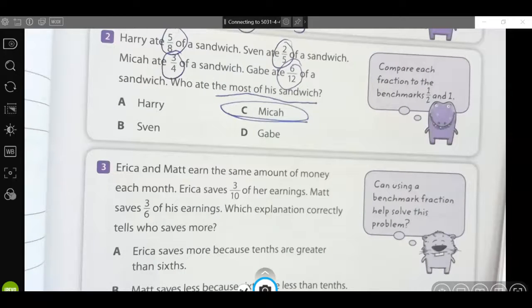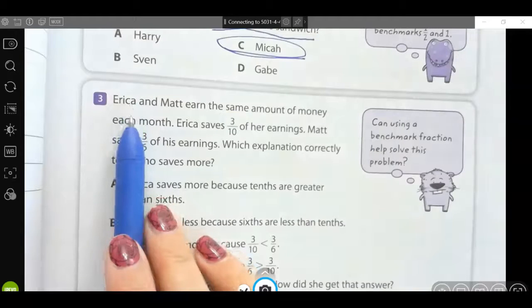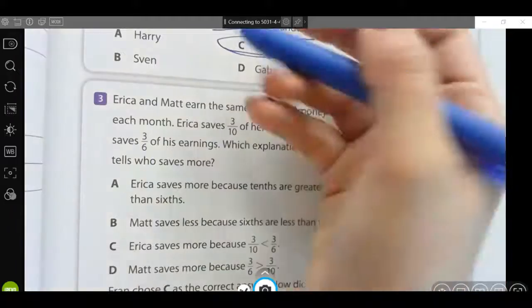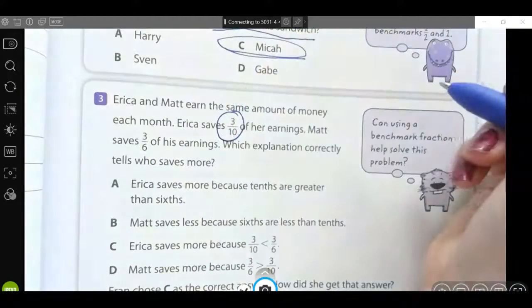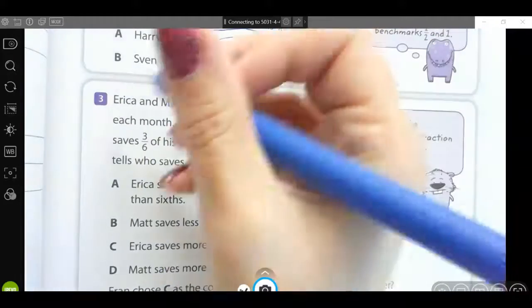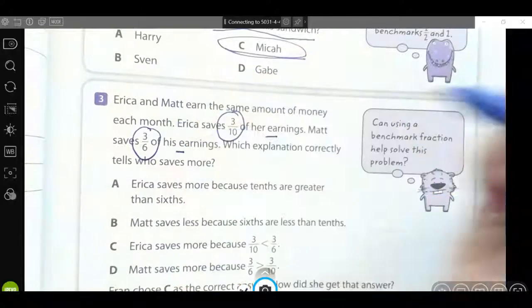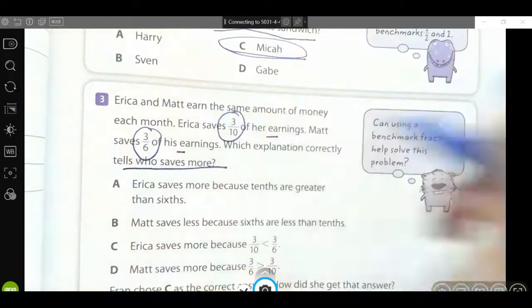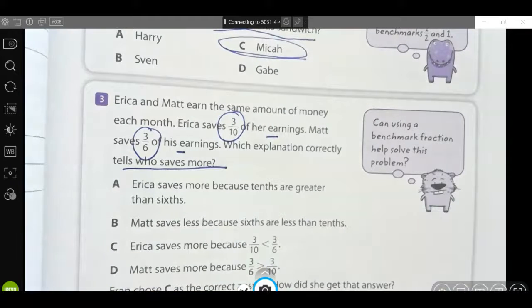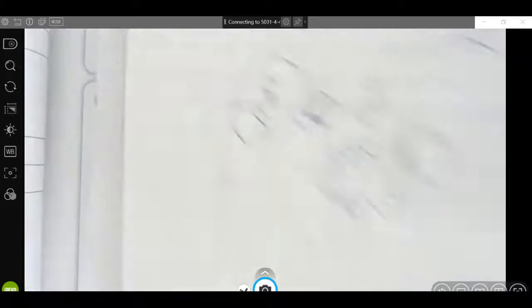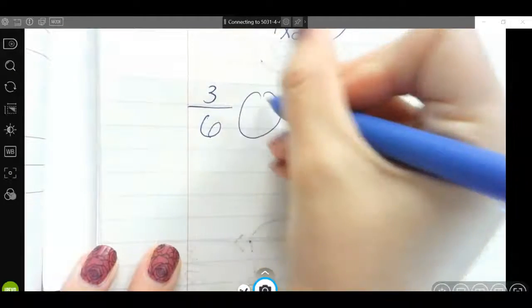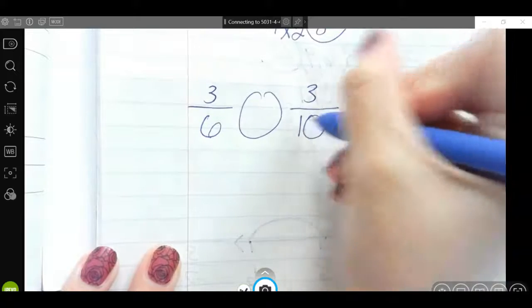Okay. We have Erica and Matt. They earn the same amount of money each month. But Erica saves 3/10 of her earnings, and Matt saves 3/6 of his earnings. Which explanation correctly tells who saves more? So before we read all of our answers, let's figure it out on our own. So we're comparing 3/6 and 3/10. So in your notebook, guys, 3/6, 3/10.